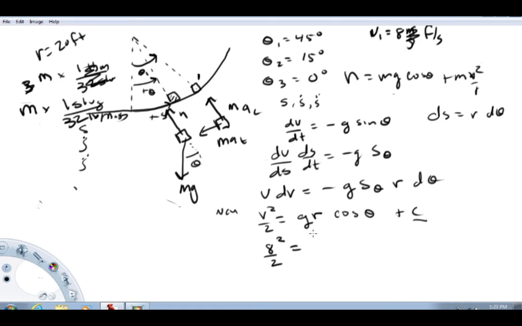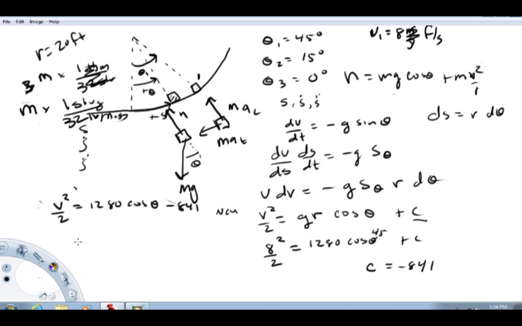Now the g times r is 32 times 20, and I believe that comes out to be 1280 cosine theta, where the theta is 45 degrees. I should just put cosine 45 there, I guess, plus the constant. If we solve this for c, I got minus 841 out of that. So our equation here now relating v to theta looks something like this. I'm going to write it on the left here. So now we got v squared over 2 is going to equal 1280 cosine theta minus 841.